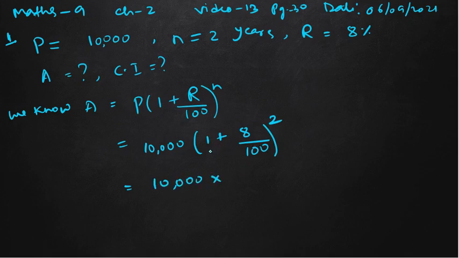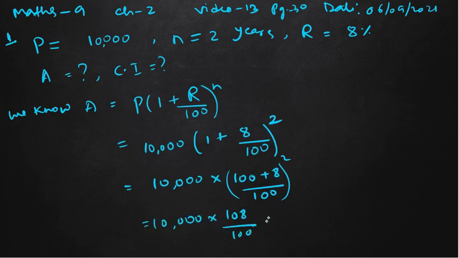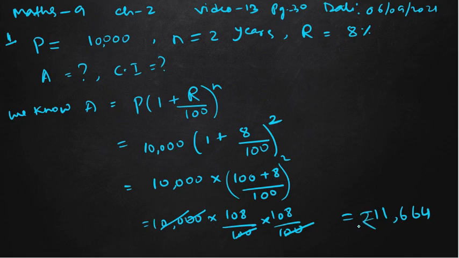This will be 10,000 into, if you take the LCM, (100 + 8)/100 whole squared. That means 10,000 into 108/100 into 108/100. Why have I written 108/100 two times? Because the square is there. The two zeros cancel out with these two zeros, so we just need to multiply 108 into 108, which gives 11664. This is our amount.